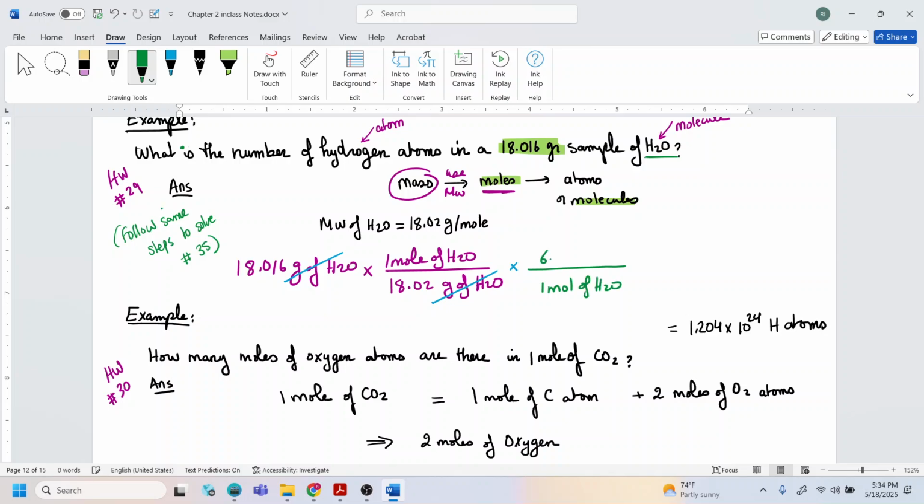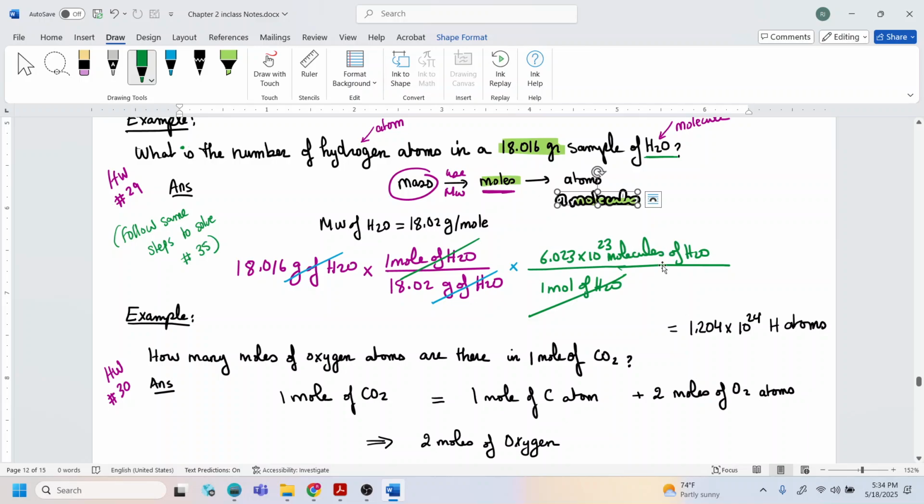That is equal to 6.023 times 10 to the 23 molecules of water. So what I did over here is that I introduced the molecules of the water. So now I am here. I want the number of hydrogen atoms.